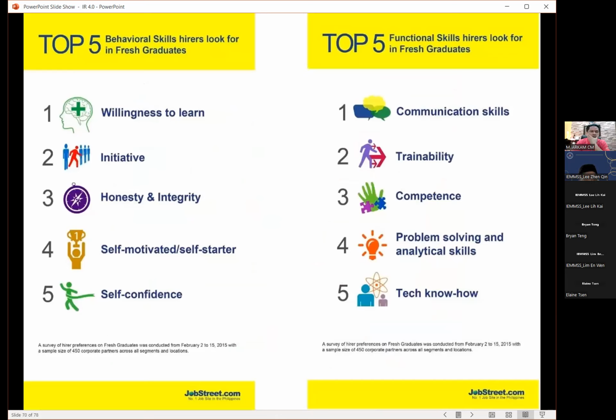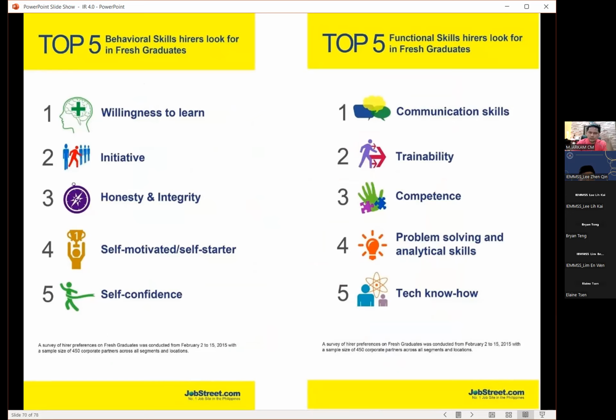Behavior skills hired for the fresh graduate. So what are we actually looking for? For the fresh graduate, we get about 5: willingness to learn, initiative, honesty, integrity, self-motivated, self-starter, self-confident. Communication skills. This is behavioral skills. How you behave in the organization.